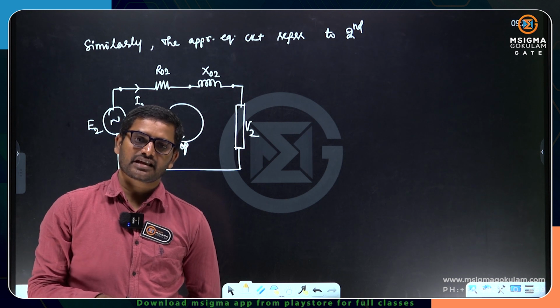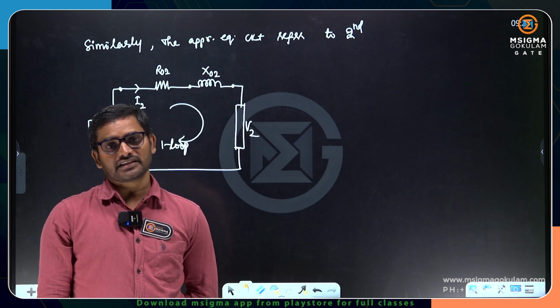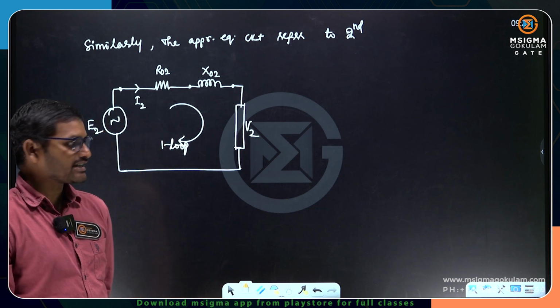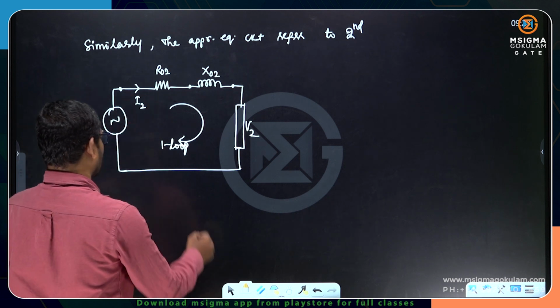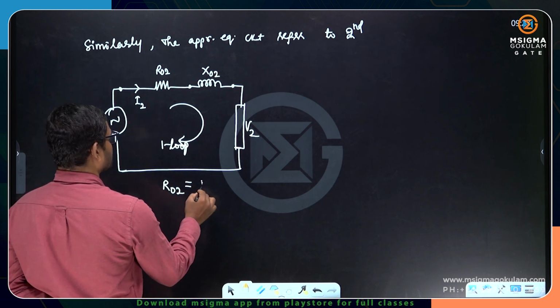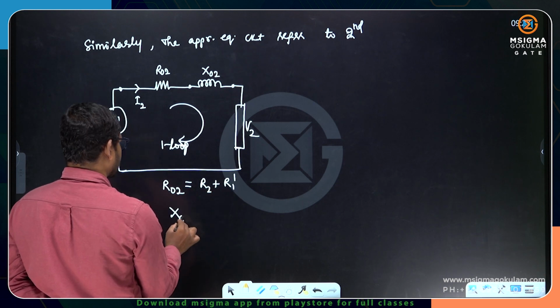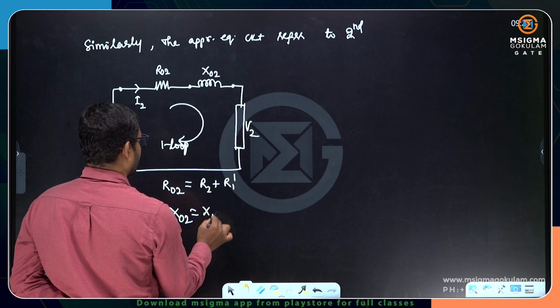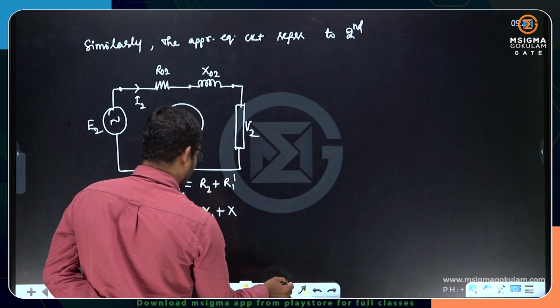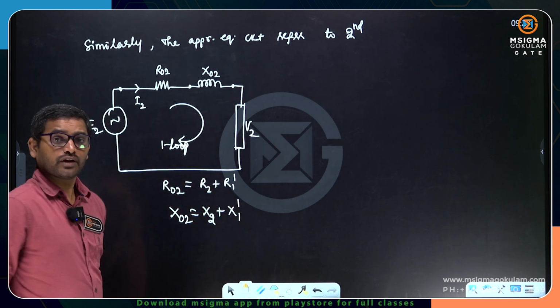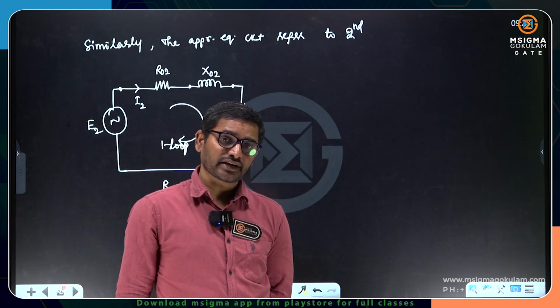The number of calculations is less and easy to calculate. The time consumption is also going to be less. That is an advantage. Now how can I write R02? R02 is equal to R2 plus R1 dash. What is X02? X2 plus X1 dash. Now what about R1 dash and X1 dash?